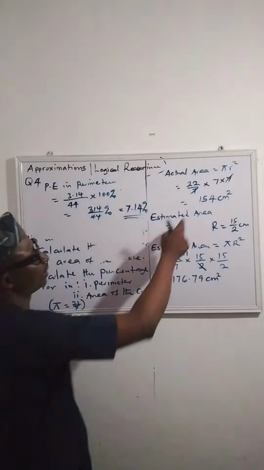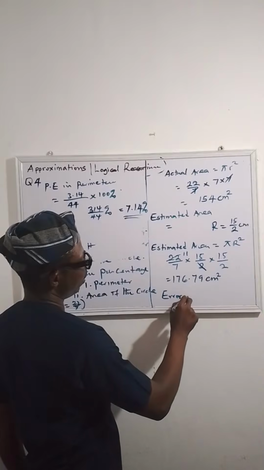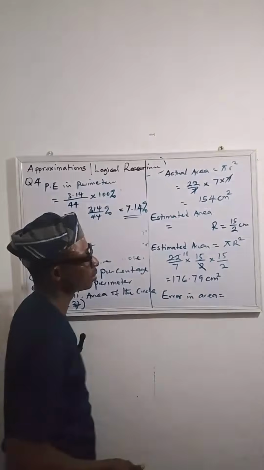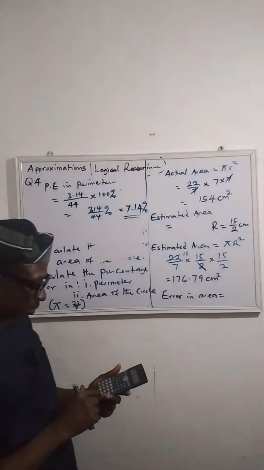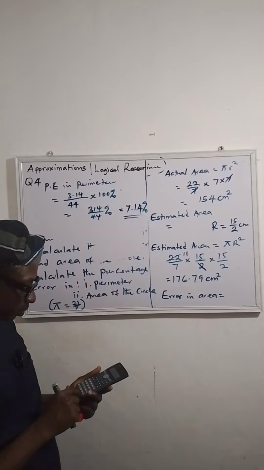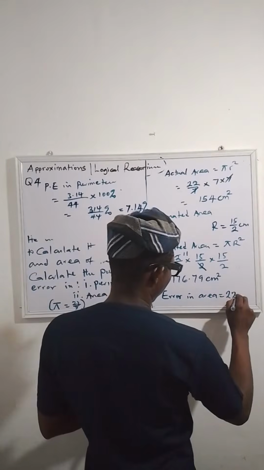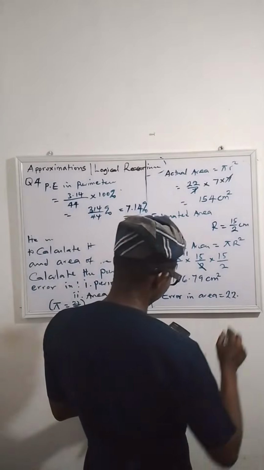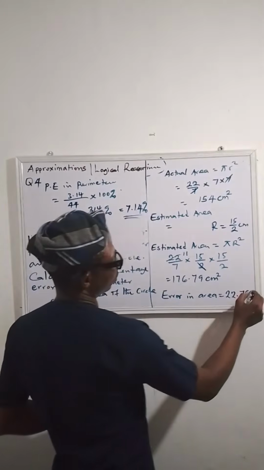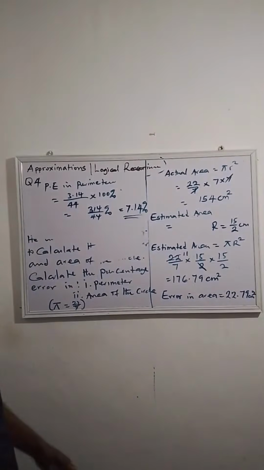So can we now find the error in area now? So error in area is what? Okay, so we take away that. So what do we have? 154. So error in area is 22.79 centimeter square. Okay, so that's what we have. So that is error in area.